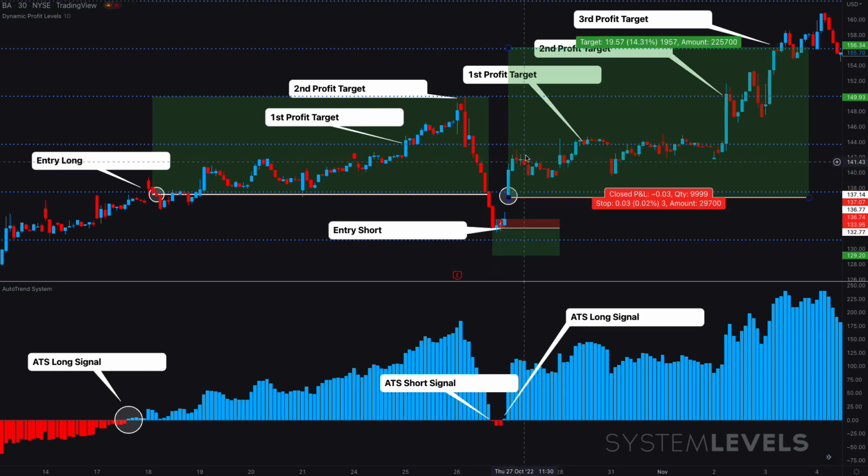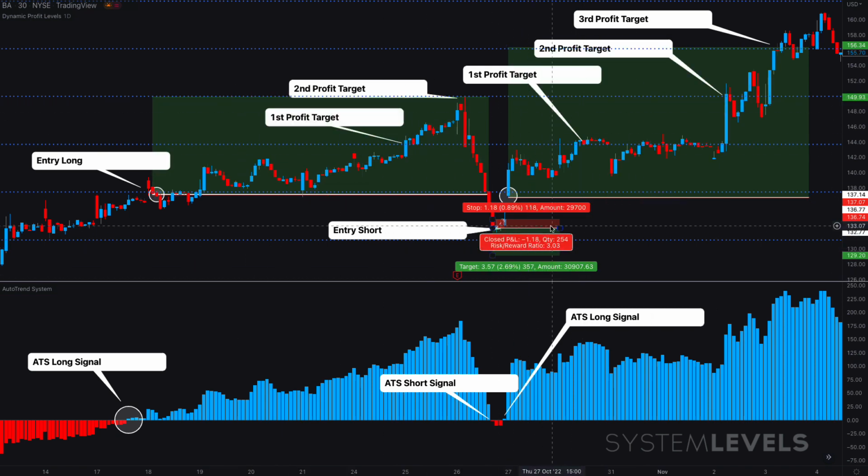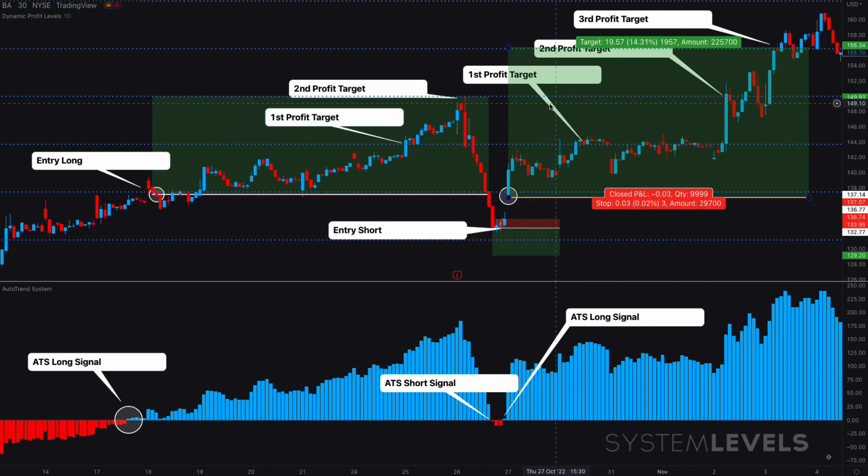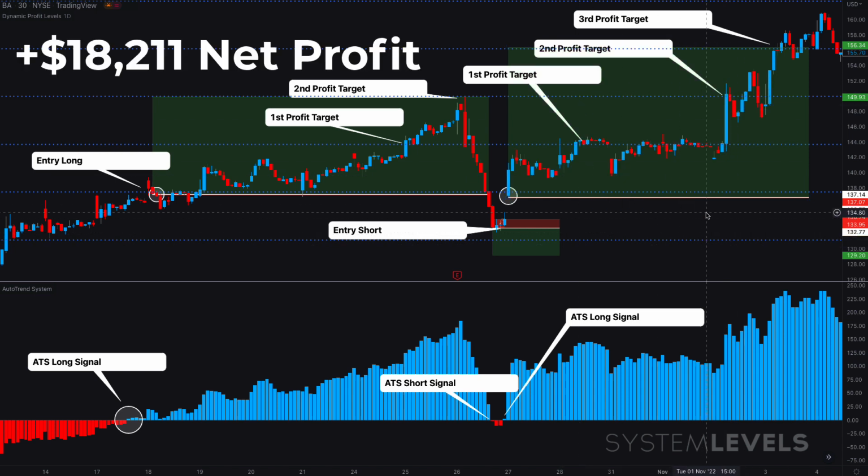And then we had our third trade here, which ended up hitting all three profit targets for a total profit of $13,242. Altogether, calculating also the losing trade, is a total profit for all three trades of $18,211, only using the AutoTrend System's buy and sell signals and the dynamic profit levels to take profits.